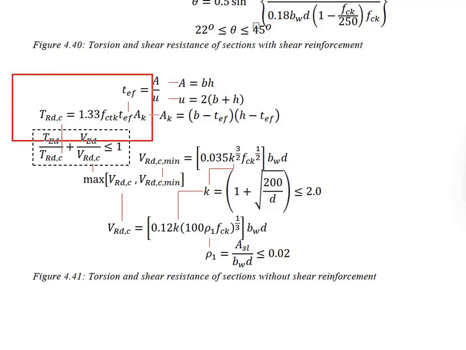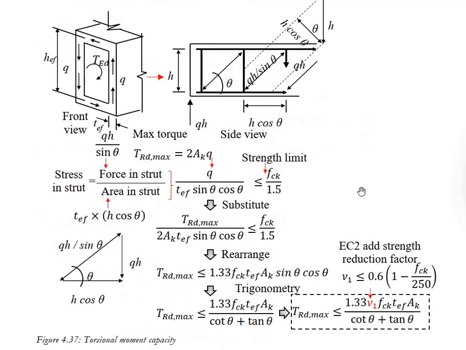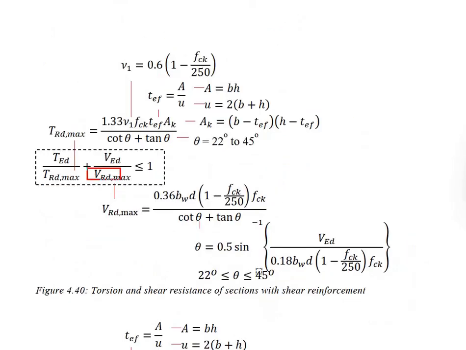Now you have another set of formulas here. Compared with the sections that we discussed previously, the structure looks the same. The difference will be the capacity. Here we are referring to the maximum torsional capacity, which is derived on the basis of the imaginary truss model. The same goes for the shear resistance.